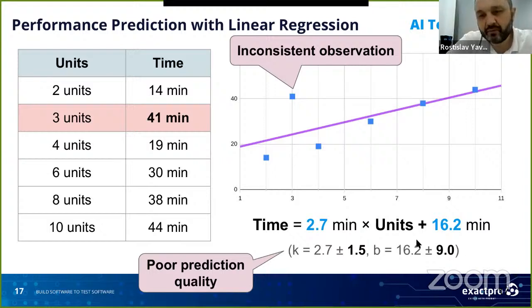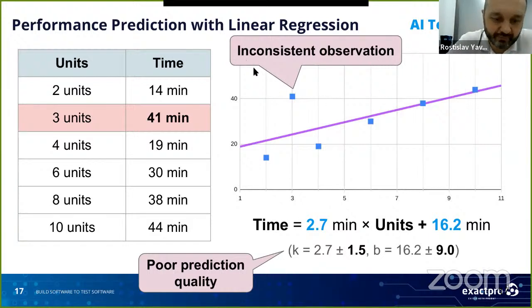And again, for the other parameter, the value could be 7, 15 is also possible, and 25 minutes is also a possible answer. So you see, the quality of your machine learning model is really poor. And why? Because you have this inconsistent observation in a data set.